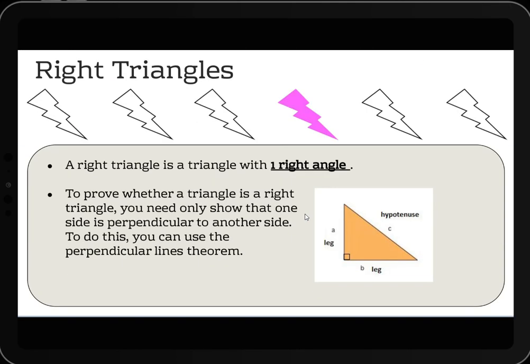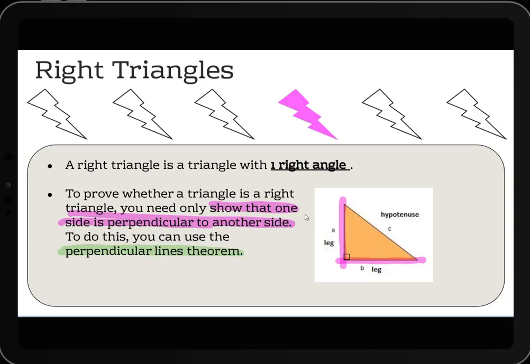Speaking of right triangles, we're going to ultimately try to prove or classify that a triangle in the coordinate plane is a right triangle. But in order to do that, we're going to utilize what we refer to as the perpendicular lines theorem. Specifically, we want to show that one side is perpendicular to another side. So in the case of the diagram to the right, we would want to show that leg A and leg B are in fact perpendicular to each other. We do that so that we can have a single right angle in the triangle, which classifies it then as a right triangle.